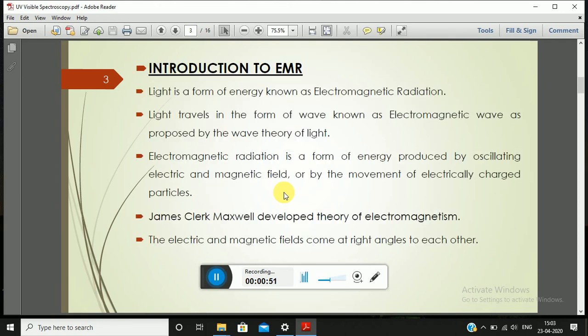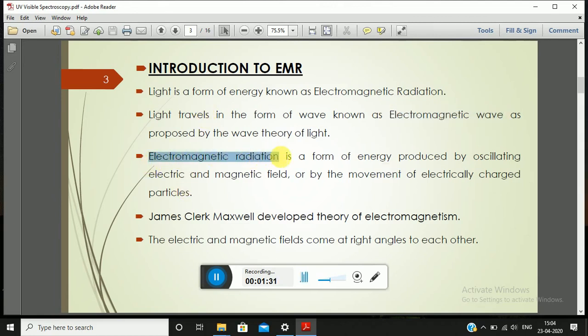Now, starting with the introduction to electromagnetic radiations, as all of you know, light is a form of energy, and it is also known as electromagnetic radiation. Light travels in the form of a wave known as an electromagnetic wave, and this was proposed by the wave theory of light.